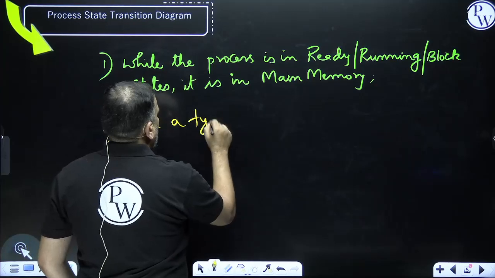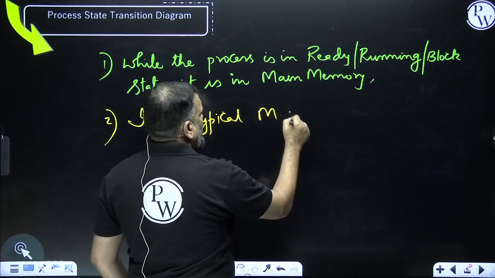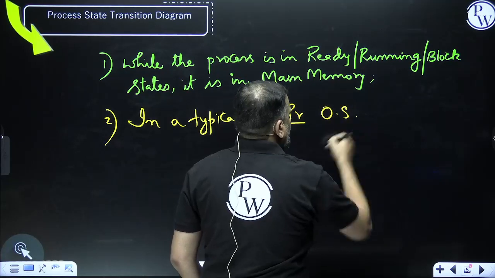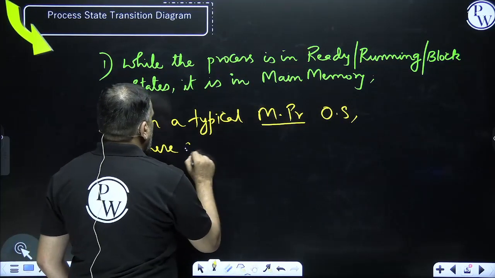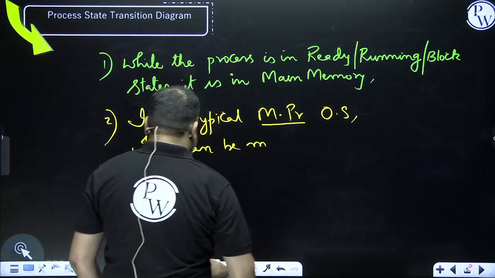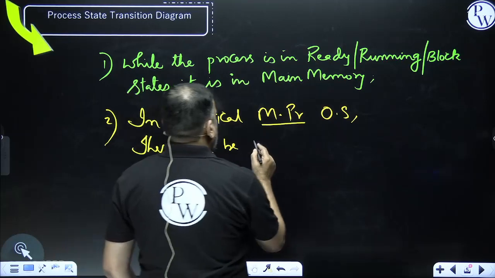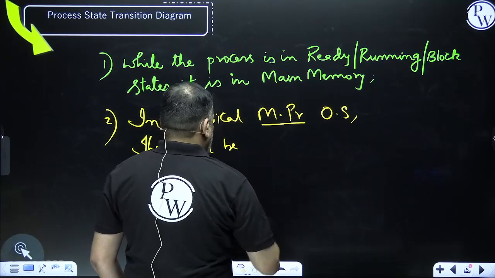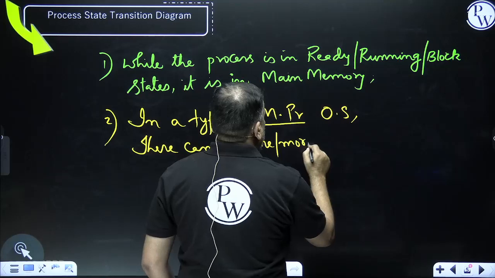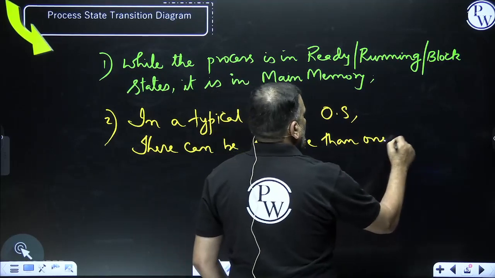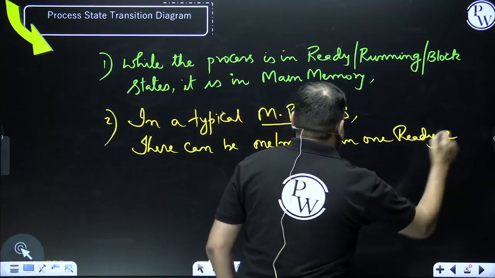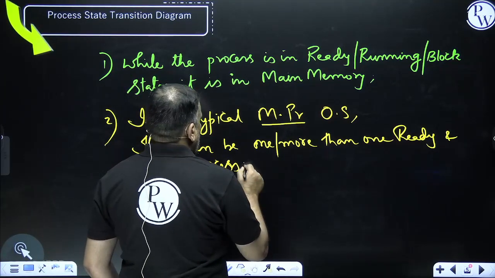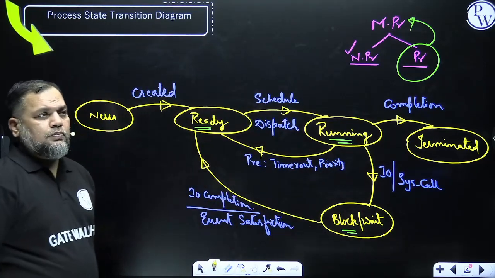In a typical multi-programmed operating system, there can be one or more than one ready process and block process. What I'm trying to say, please understand from the concept of the process state transition diagram.